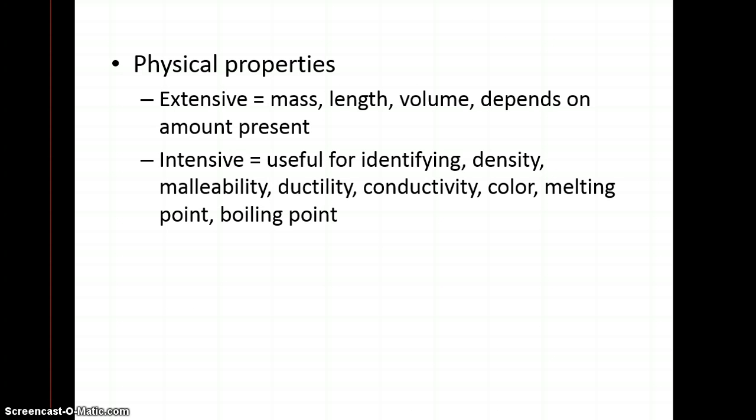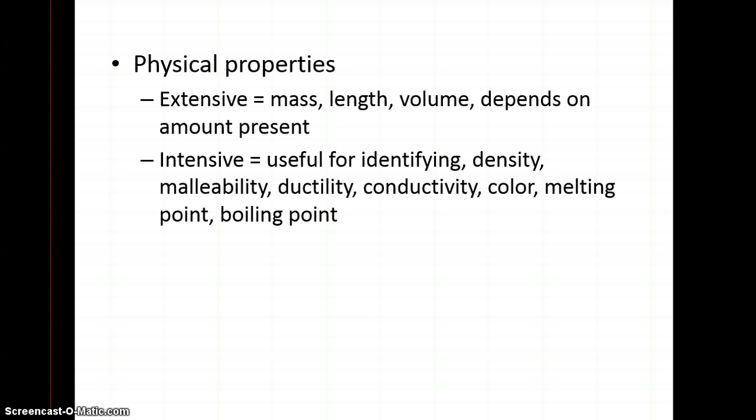Physical properties: length, mass, volume. Those are known as extensive physical properties because the amount is important. It depends on the amount present. For example, if you're measuring mass and you have more of it, the mass is going to increase. If you have less of it, the mass is going to decrease. Same way with length and volume. So extensive depends on the amount present.